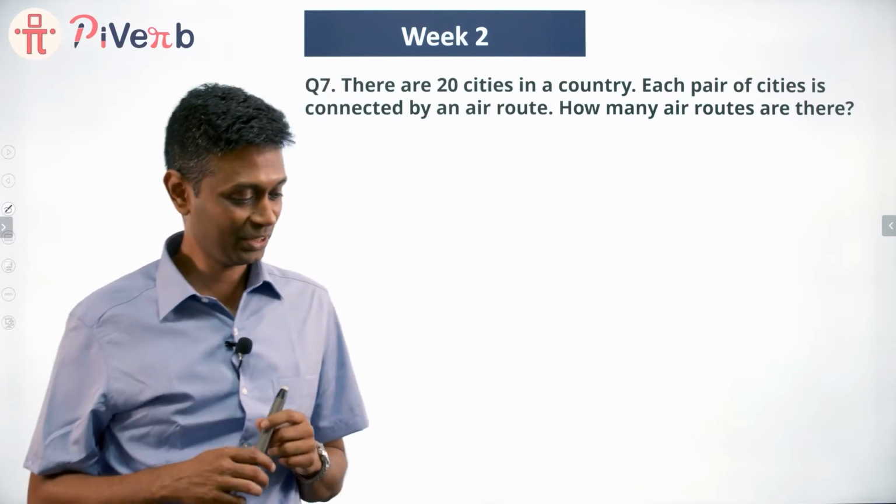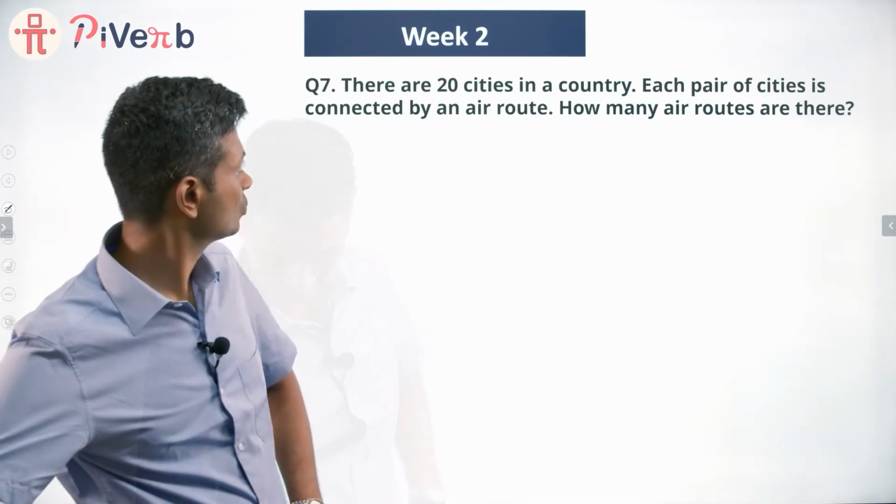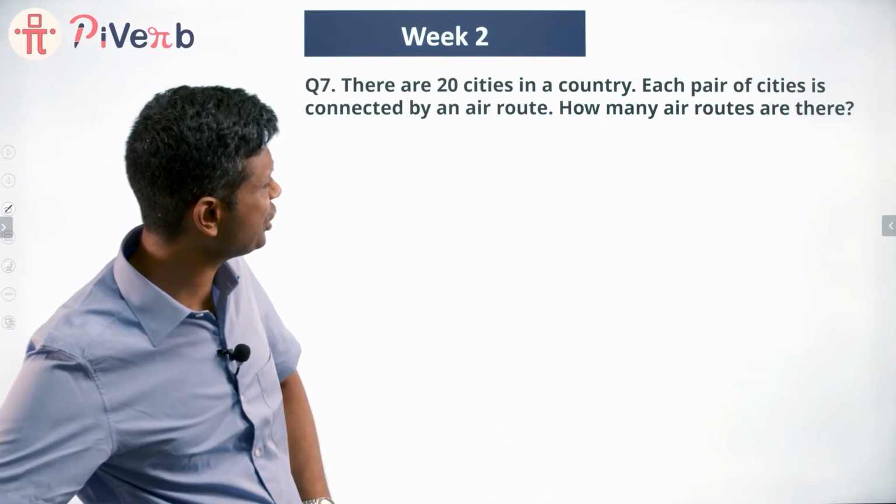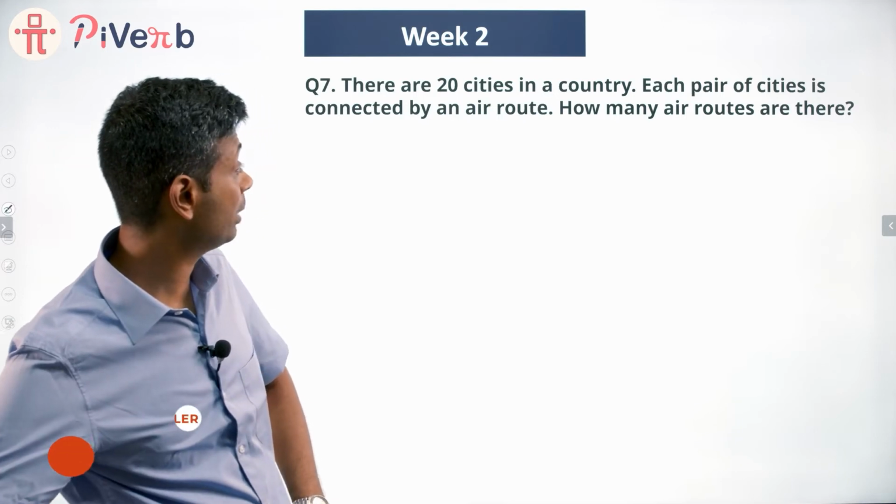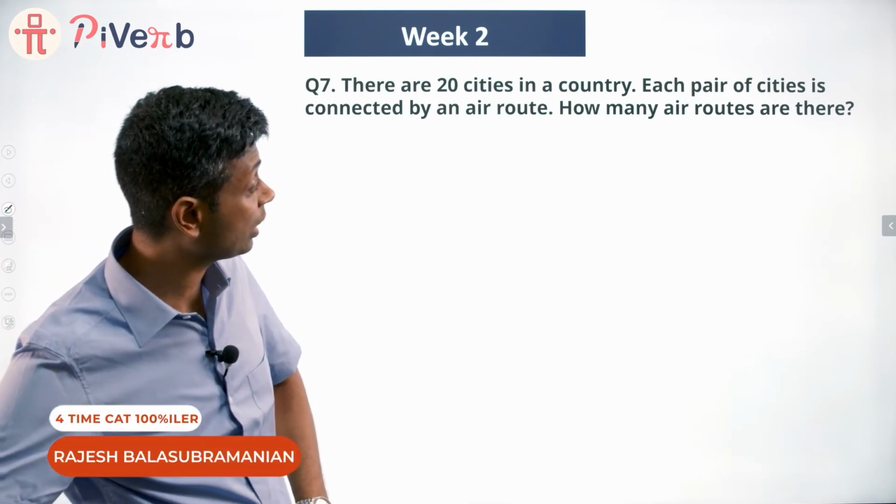Good question. Try this one. There are 20 cities in a country. Each pair of cities is connected by an air route. How many air routes are there?